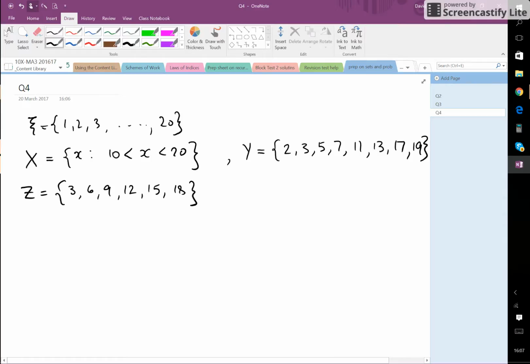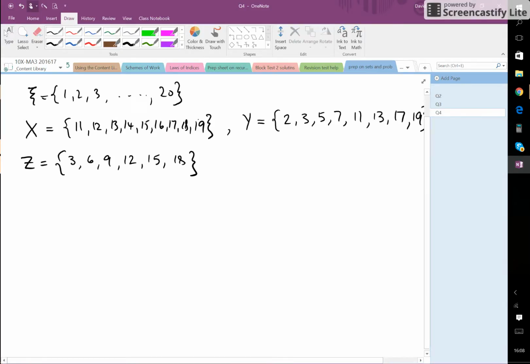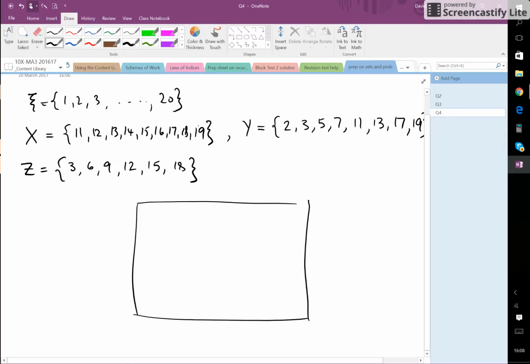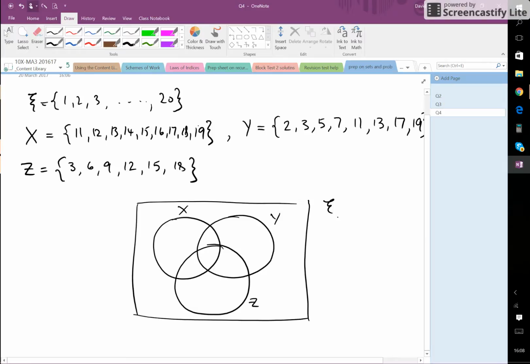Now let's just redo this set x. It's x such that x goes between 10 and 20. So we're talking about the numbers greater than 10, 11, 12, 13, 14, 15, 16, 17, 18, and lastly 19. Remember, it was less than 20, so don't include 20. And what we're going to do now is draw a Venn diagram. So this is our universal set, and we've got x, y, and z.